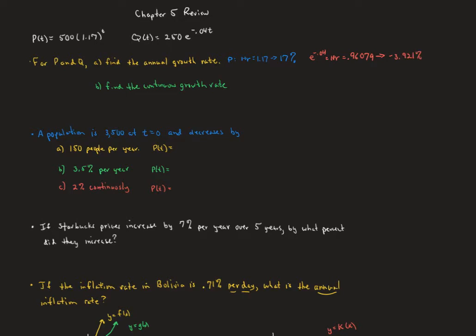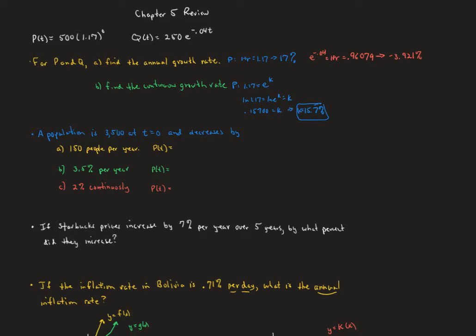For the continuous growth rate, with the first one, the P, now we want this 1.17 to equal e to some power. So we're going to take the natural log of both sides, and that's going to give us the value of k. So the natural log of 1.17 is 0.15700. So we can say that that's going to be 15.7% continuous rate.